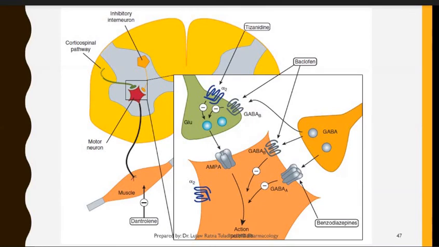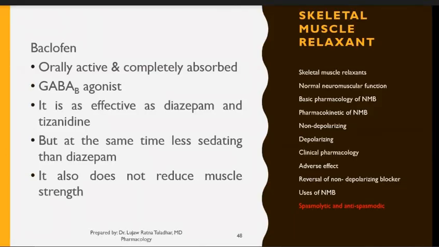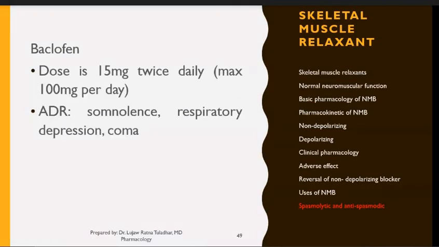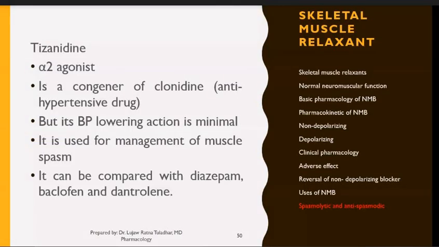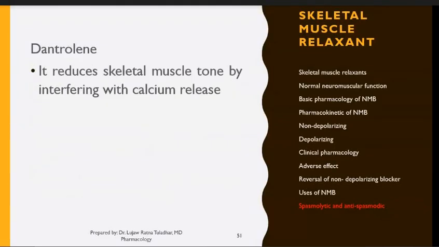Plus तपाईसँग अरु drugs हरु पनि छ like baclofen. Baclofen हरु पनि दिन सकिन्छ, which is GABA B agonist. यसले पनि तपाईको muscle relaxant produce गर्छ. त्यसपछि tizanidine छ, which is alpha 2 agonist. अनि एउटा dantrolene, अघि हामीले जुन malignant hyperthermia को बेलामा भनेको थियो त्यो dantrolene पनि तपाईको यसैमा पर्छ.